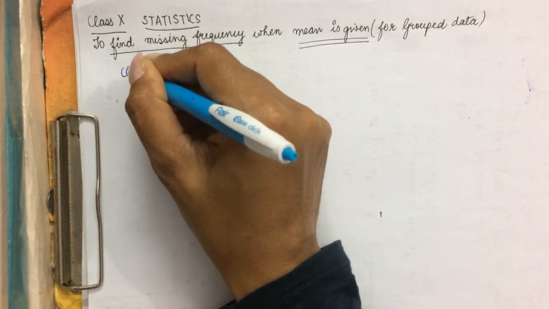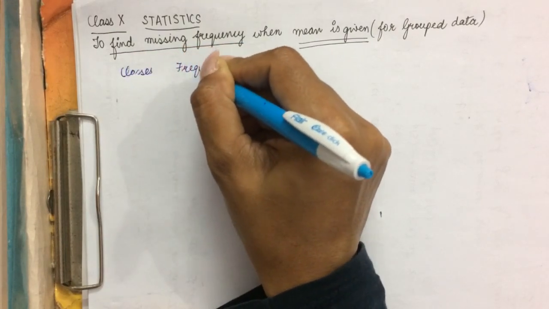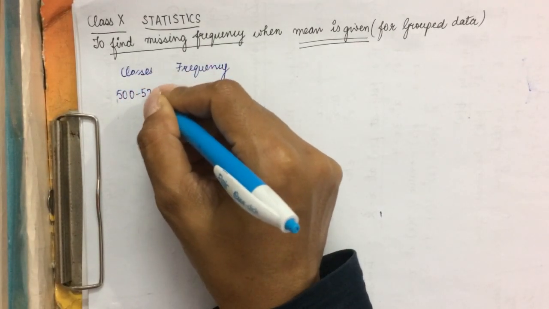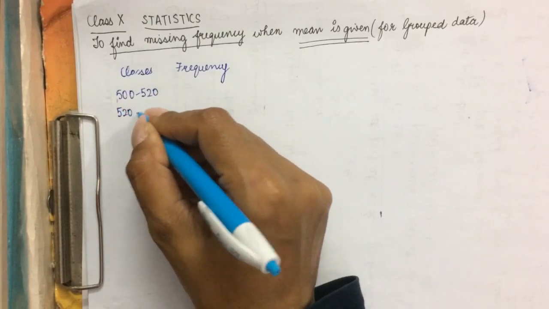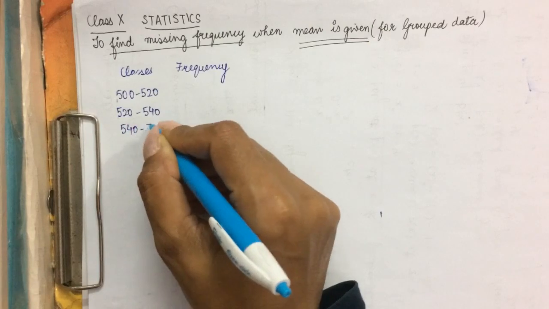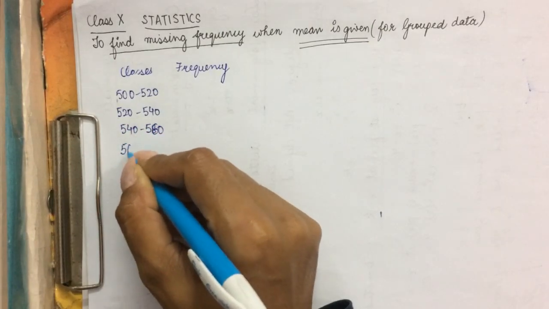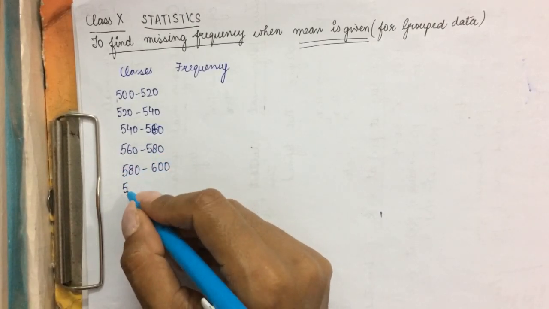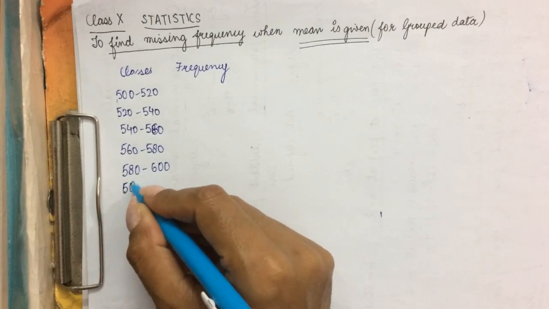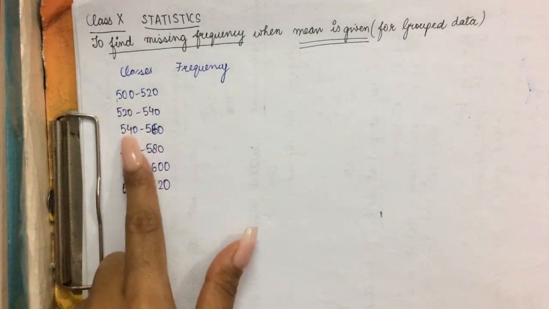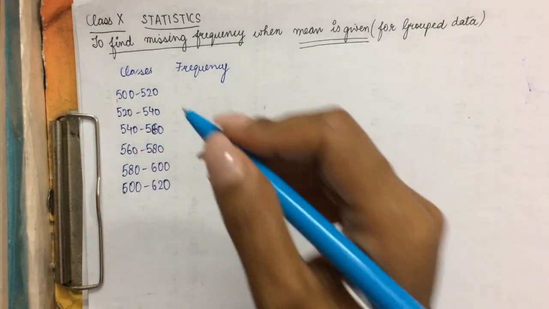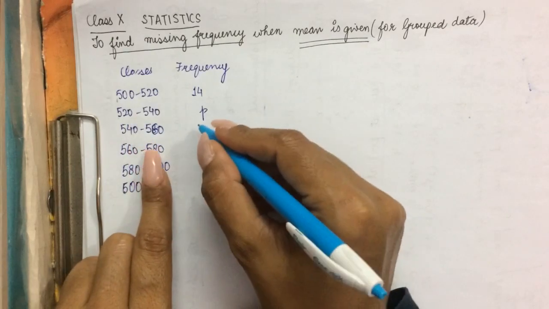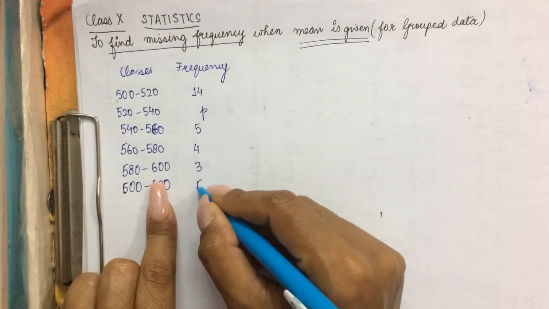So let us say that we have been given some classes with their respective frequencies. The class intervals start from 500 with a class size of 20, and we are going up to the upper limit 620. So the last class that we have is 600 to 620, with 500 to 520, 520 to 540, and so on. And the frequencies that we have are 14, then the frequency for this class is missing, it's been represented by P, then 5, 4, 3 and 5.